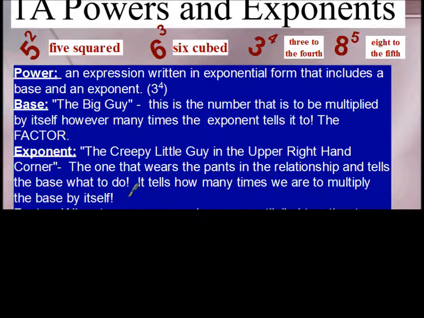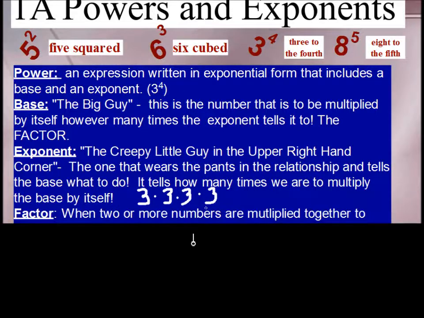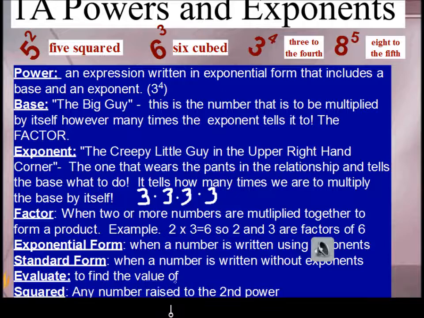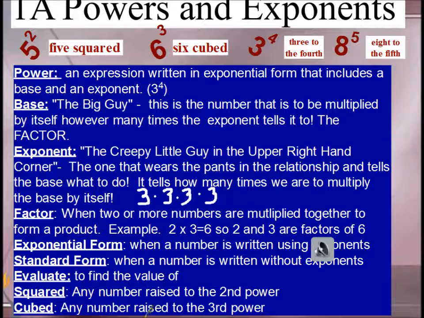It tells how many times we are to multiply the base by itself. For example, in 3 to the 4th power, you would write out the 3, the base, 4 times. This is also known as standard form. A number is written without exponents. Evaluate is just another way to say find the answer. Squared is any number raised to the 2nd power, and cubed is any number raised to the 3rd power.